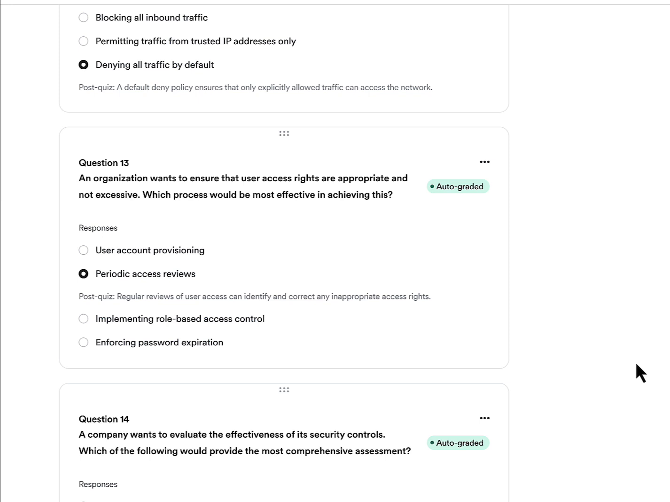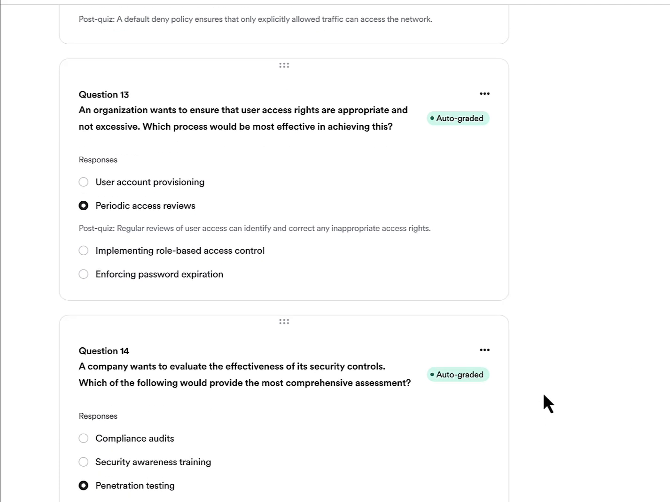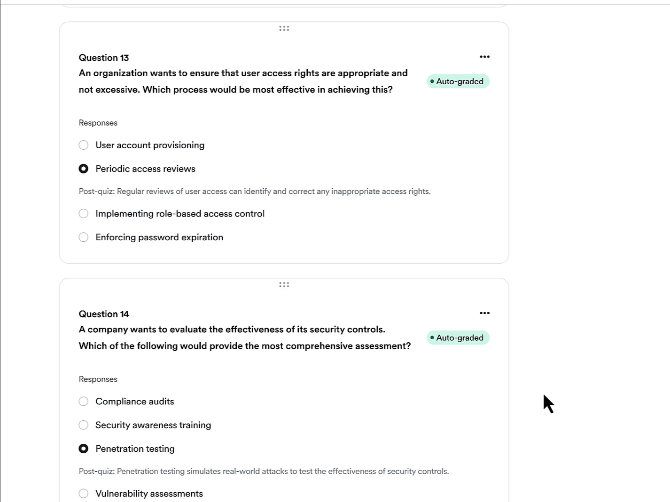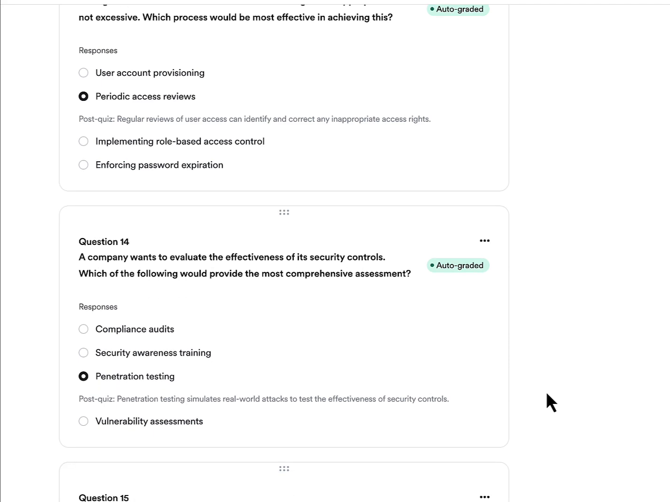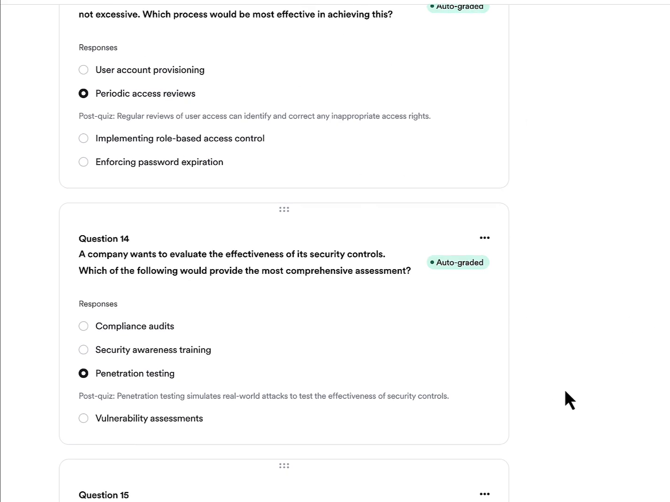Question 13 again: an organization wants to ensure that user access rights are appropriate and not excessive. Which process would be most effective in achieving this? And the answer is B, periodic access reviews. Obviously, reviews are important, especially when you're dealing with access rights. So often a company will set those up and forget about them. And then they have credential creep, all kinds of things occur, and then you look back at it going, what did we just do? So again, the most effective process in achieving this would be periodic access reviews.